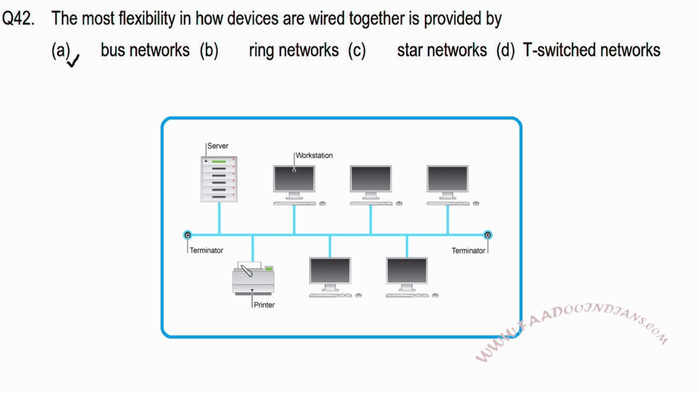Whereas other networks are complex. For instance, if we want to remove a printer, we can easily remove it without much complexity. Therefore, it doesn't happen in case of other networks like ring, star, or T-switch networks. Therefore, the answer is bus networks.